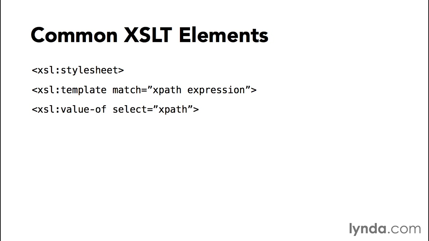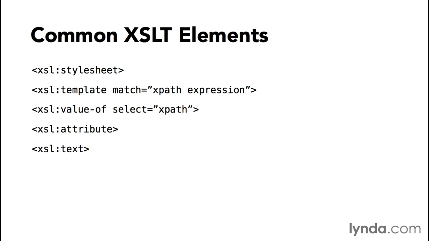The XSL value of tag also uses an XPath expression, and this is used to select data, text data, numerical data, whatever the data content is in the source XML file. It's how you extract data from a matched tag. You can also insert output into the transformation stream by using tags such as XSL attribute and XSL text. This will generate content that is placed into the output stream.